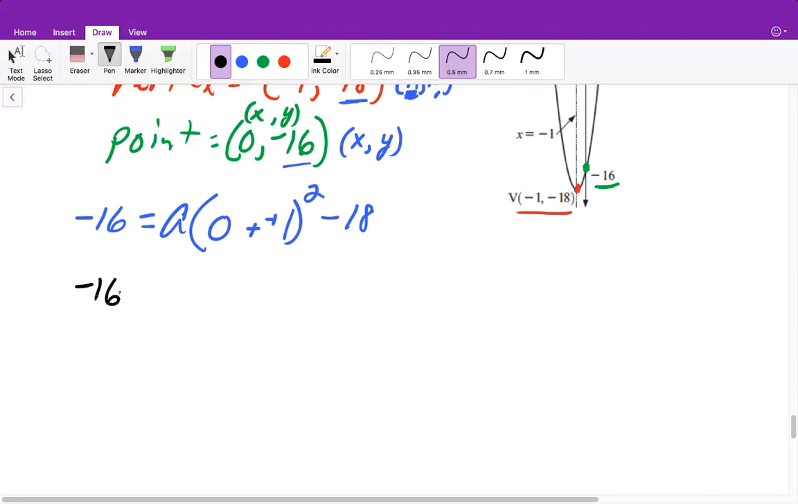So -16 is equal to 0 plus 1 is 1. 1 squared is then 1a. You don't have to write the 1 in front of it, but it's 1a. And then we just need to solve for a. So we will add over the 18 so we can isolate our a. And a is equal to 2.